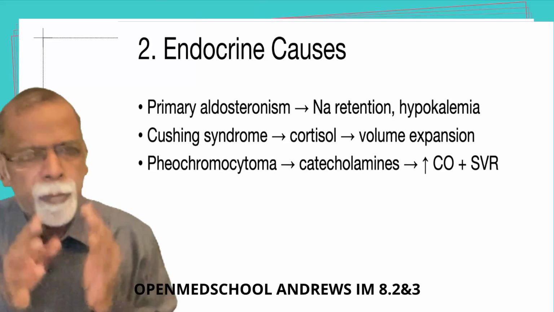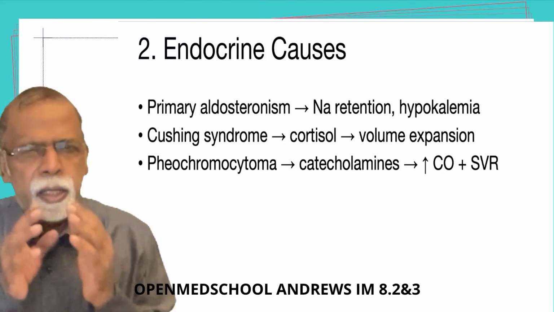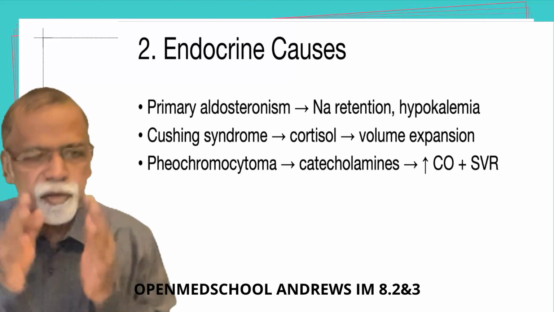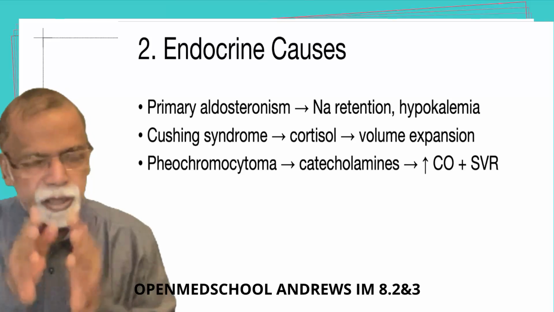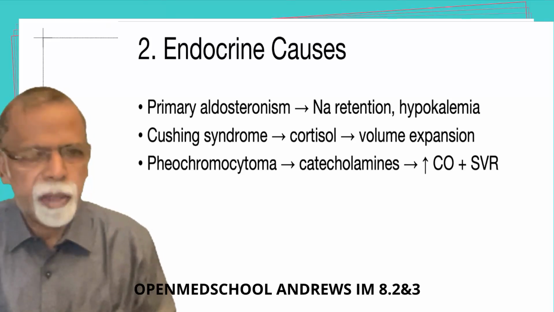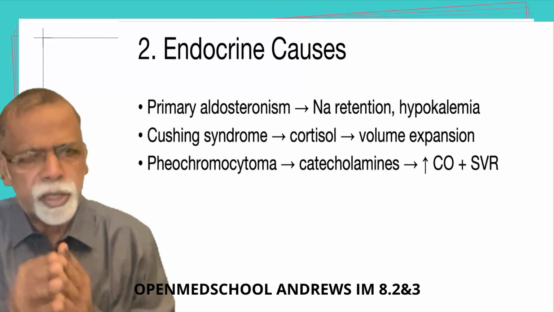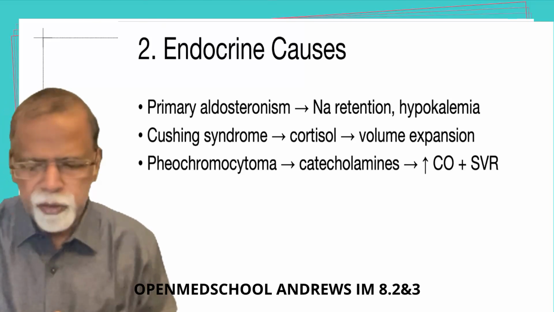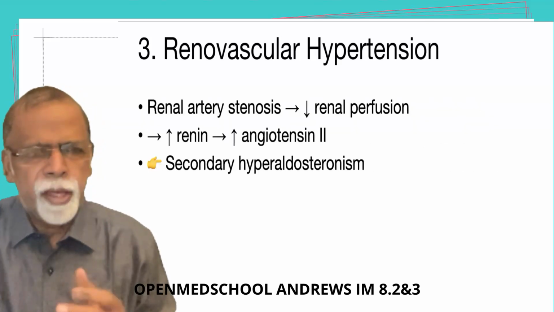Second important cause is endocrine, primary hyperaldosteronism. This leads to sodium retention and hypokalemia, hypertension with hypokalemia. Even while on diuretics, always think about the possibility of primary hyperaldosteronism. Next is Cushing syndrome. Increased cortisol leads to volume expansion. Then pheochromocytoma: increased catecholamines produce an increase in cardiac output plus systemic vascular resistance.